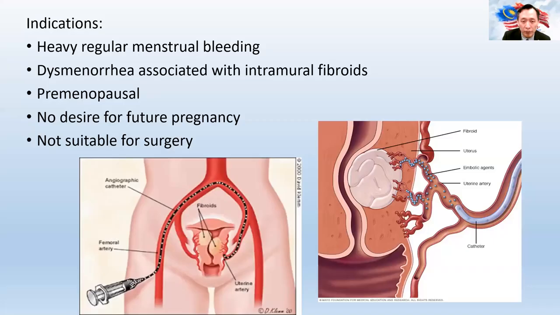So other than that, you also can do a uterine artery embolization. The indications are heavy menstrual bleeding, dysmenorrhea associated with the fibroid, premenopausal, they have no desire to have pregnancy because you embolize the uterine artery. Then if the patient is pregnant, there will be a fetal growth restriction because there's not enough blood flow to the uterus and to the baby. If the patient is not suitable for surgery, then we can go for the uterine artery embolization.